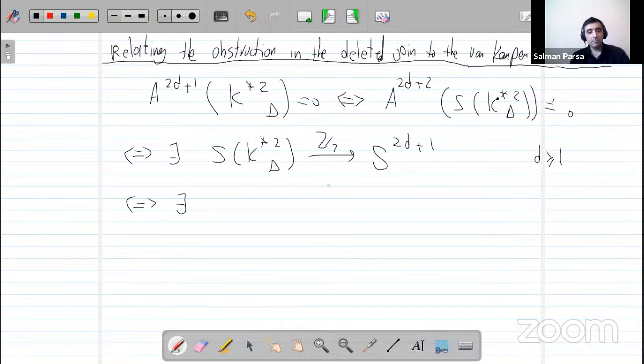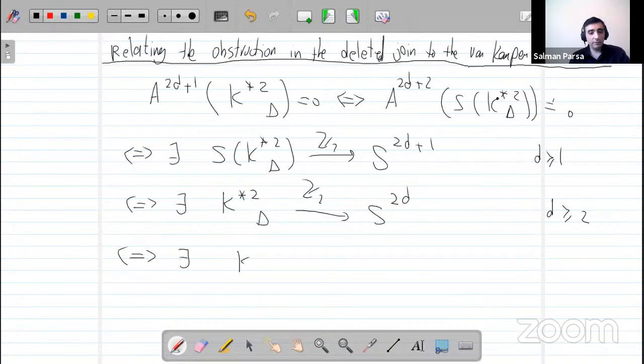And now we remove the suspension by the equivariant suspension theorem. So whenever the dimension is good, you can actually go one level down. And I think here we need D greater than or equal to 2. And then this is if and only if there exists another map from the deleted product into S to the minus 1.